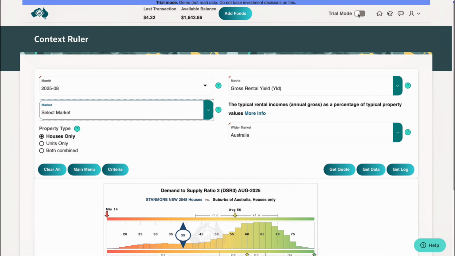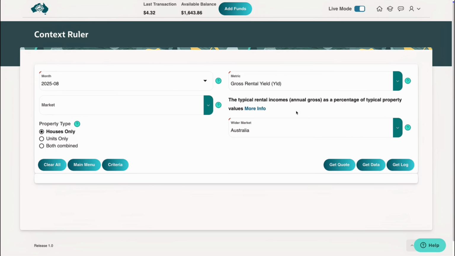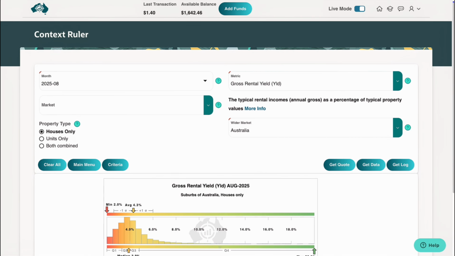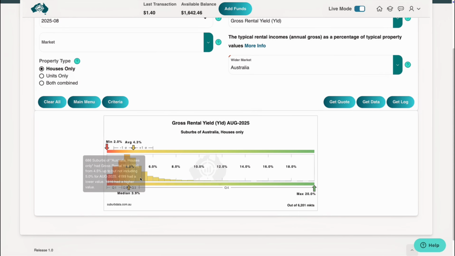Now, I've switched to live mode to show real data, not mock data. Let's say I'm looking for a positive cash flow market, one with a yield of at least 6%. As you can see, the vast majority of property markets have a yield less than 6%, typically around 4%. By setting a minimum yield of 6% in your filters in Suburb Search, you will eliminate 90% of suburbs.